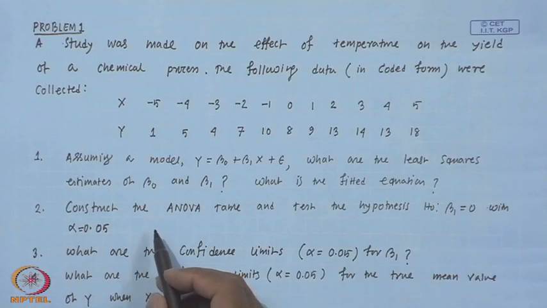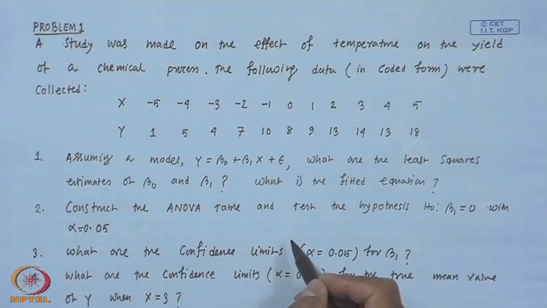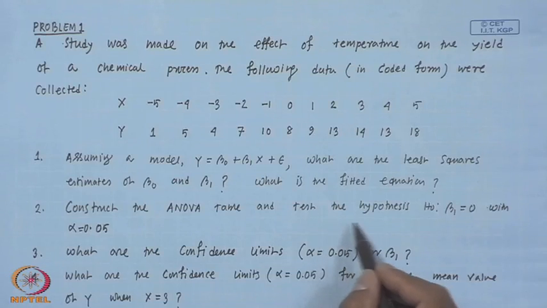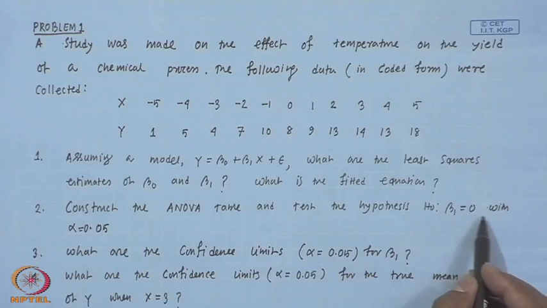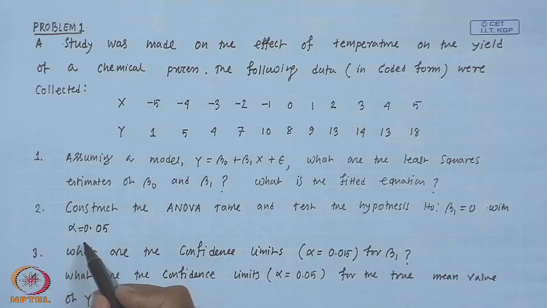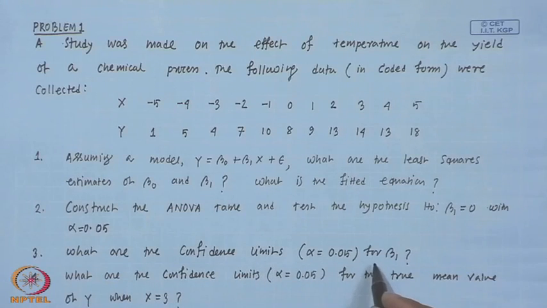And then the second question is construct the ANOVA table and test the hypothesis that beta 1 equal to 0 with the level of significance 0.05, and then what are the confidence limits for beta 1. And the fourth question is what are the confidence limits for the true mean value of y when x equal to 3. Okay. Let me start with the first one.